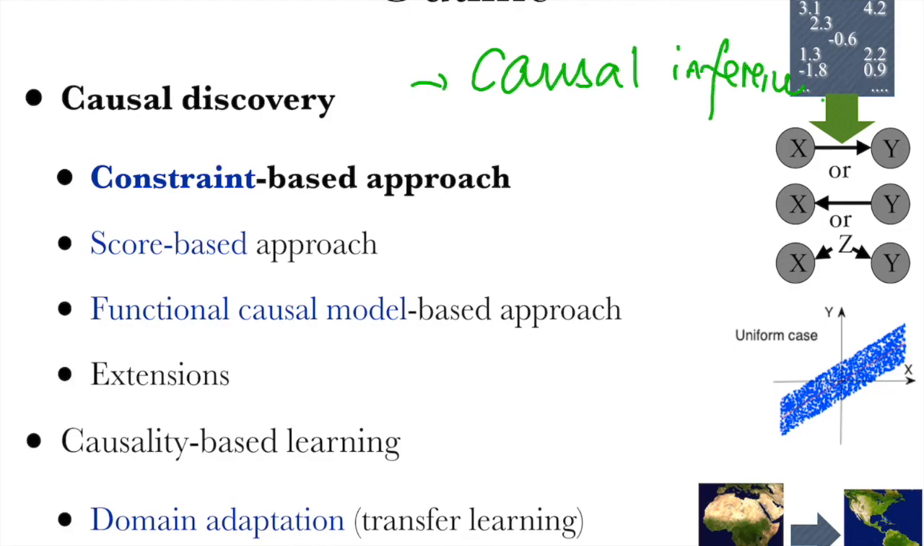Good. So what you said is more related to causal inference. Very often you are given a causal structure, and you want to identify the effect of one thing on another. This is called causal inference. I use this term because you want to infer the effect of, say, variable X on variable Y. Here, you want to find the structure.